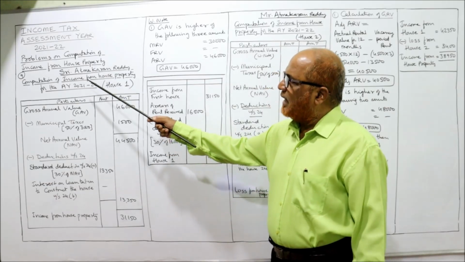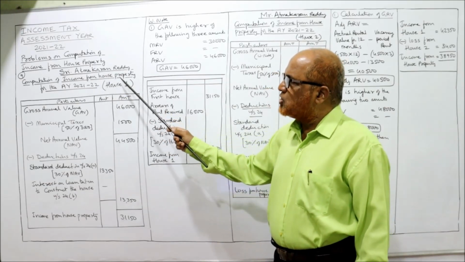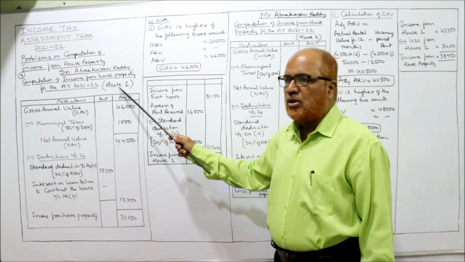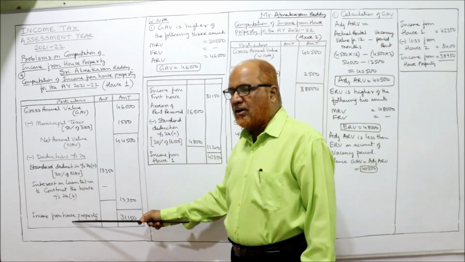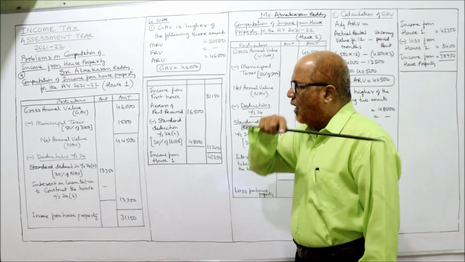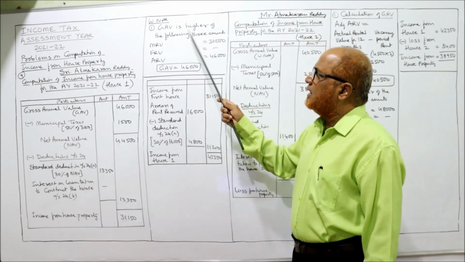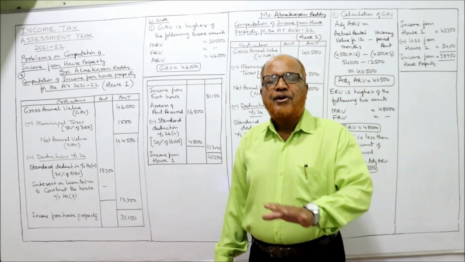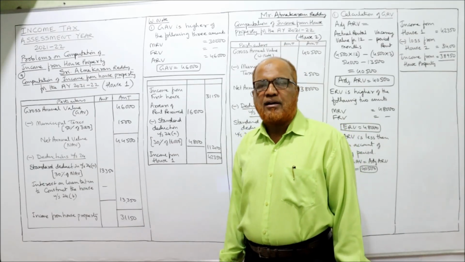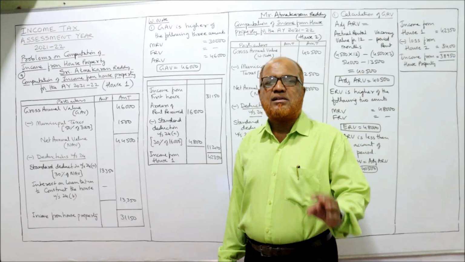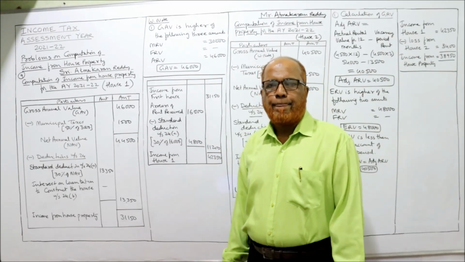So first of all, 9th problem, Sri Atmakaran Reddy. Computation of income from house property, first house. Gross annual value less municipal taxes, NAV, deductions, income from house property. Now come to the working note. GAV is the higher of the following 3. We are not given any standard rent. The house is not governed by the Rent Control Act. Simply we have to consider MRV, FRV, ARV.